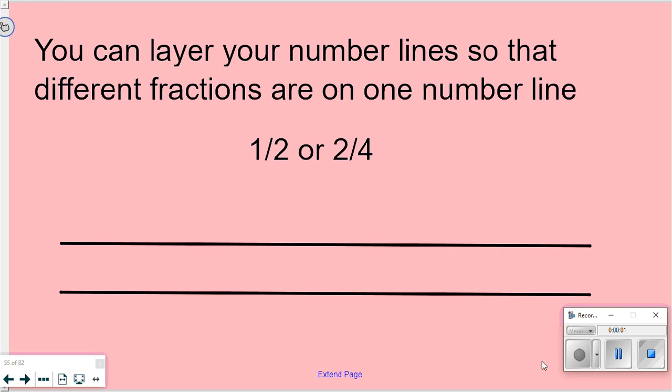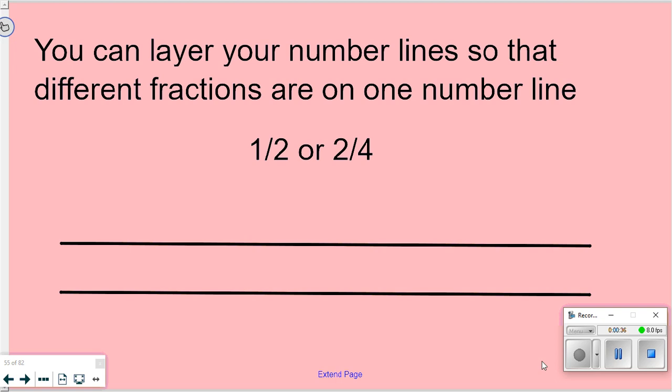So the last couple of days, we have been comparing fractions. And when we do that, we've been making two separate wholes. So for instance, if I was comparing the fractions 1/2 and 2/4, I would make a bar or a number line for 1/2, and then I would make one for 2/4. If the fraction is talking about the same whole, I can layer it.